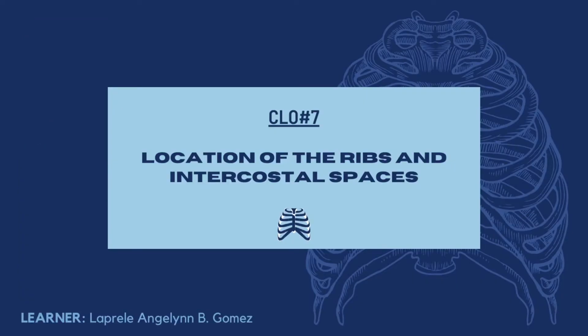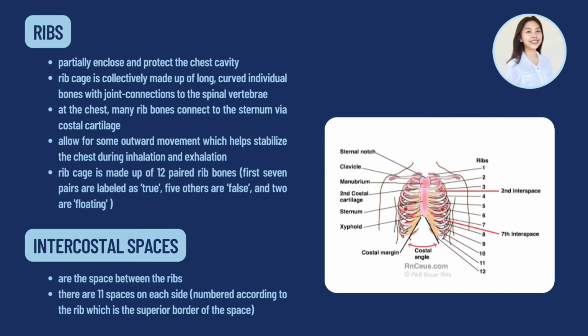For the seventh course learning outcome, we have the location of the ribs and intercostal spaces. The ribs partially enclose and protect the chest cavity, where many vital organs, including the heart and the lungs, are located. The rib cage is collectively made up of long, curved individual bones with joint connections to the spine vertebrae. At the chest, many rib bones connect to the sternum via costal cartilage, which are segments of hyaline cartilage that allow the rib cage to expand during respiration.